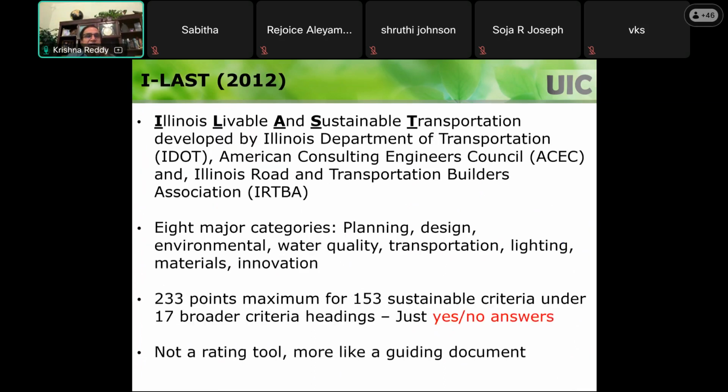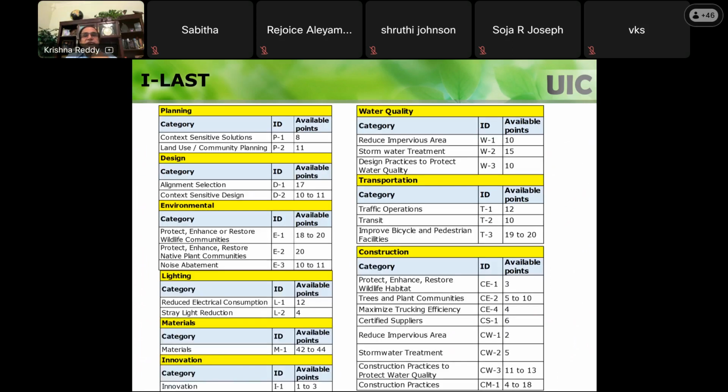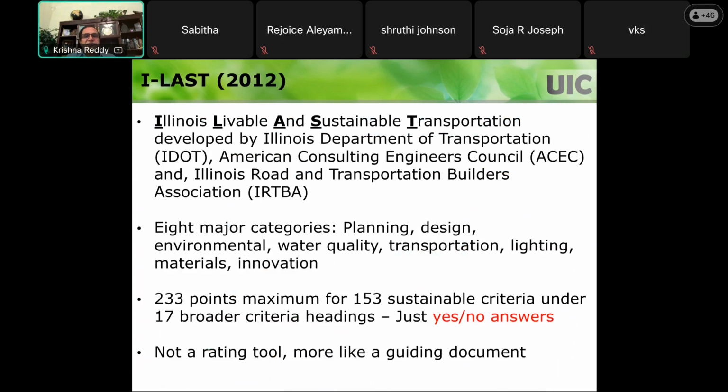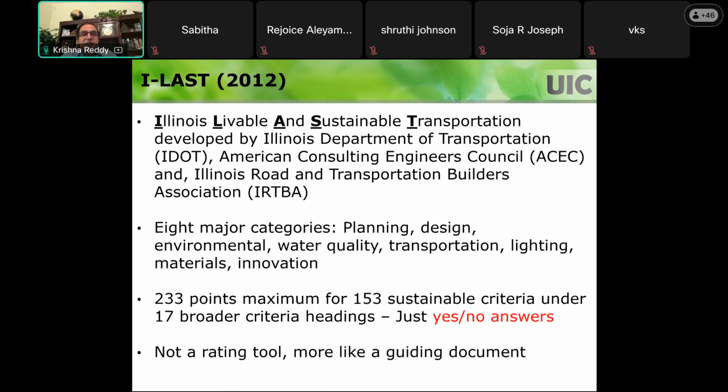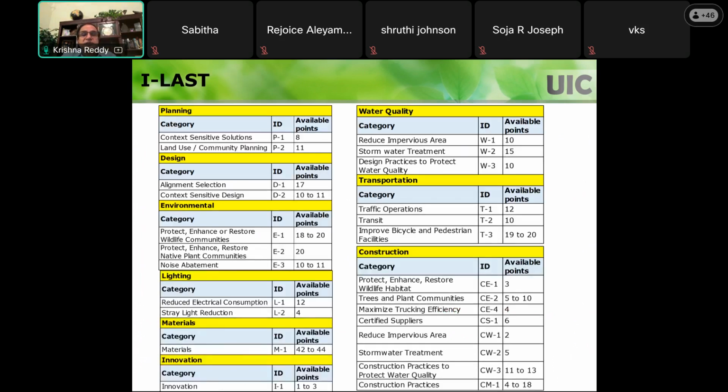The other rating tool is ILAST. ILAST is developed by Illinois Department of Transportation, American Consulting Engineers Council, and all these groups. Again, they have these different categories: planning, design, environmental, lighting, materials, innovation. And then we look at these credits. The interesting thing in this one is it's not a rating, but it just says yes or no. So are you considering this one? Are you considering this one? Are you considering this? So how many assets do you have, right?